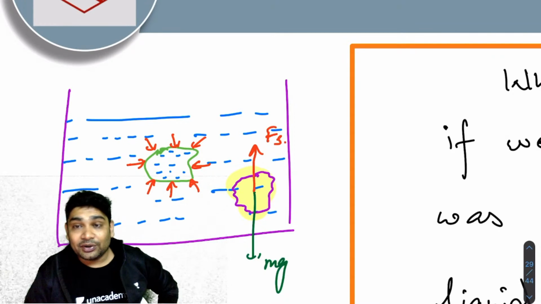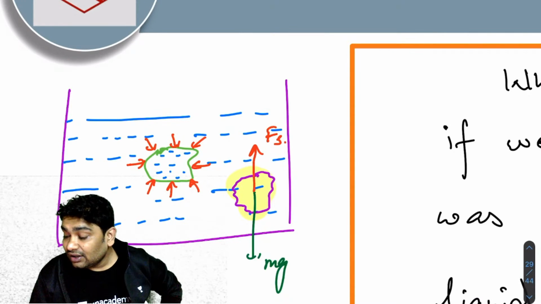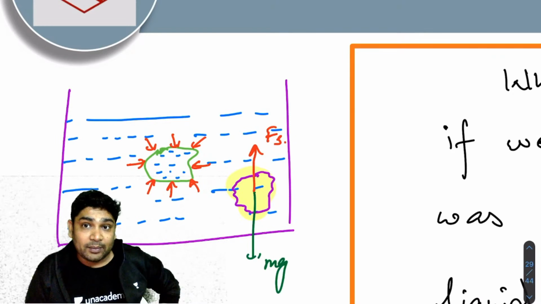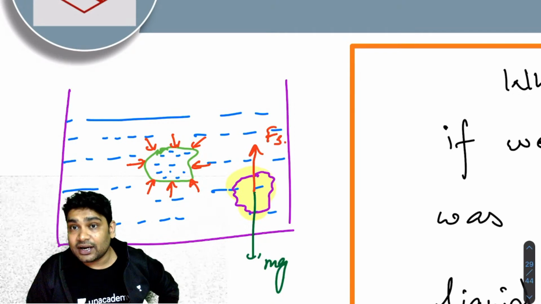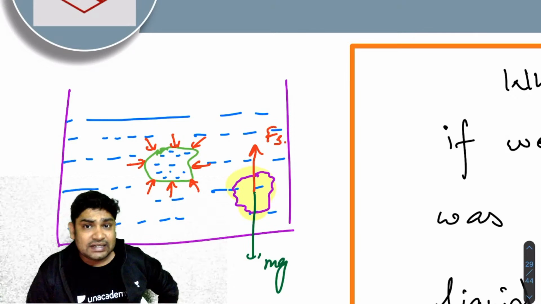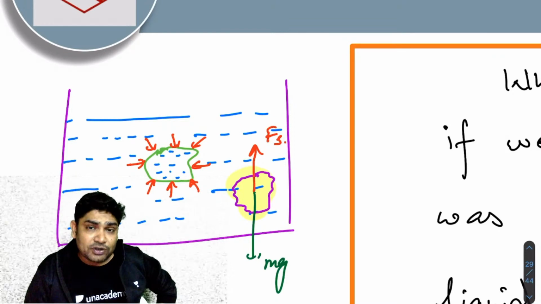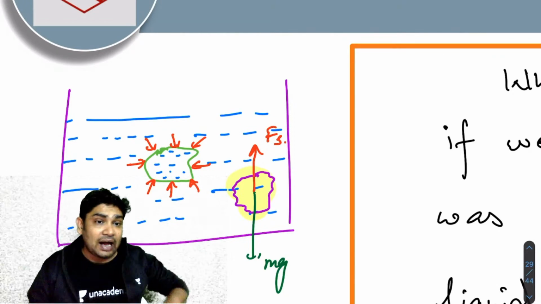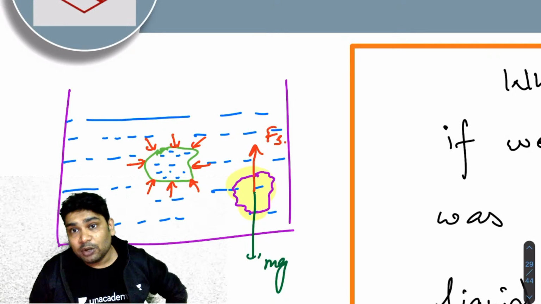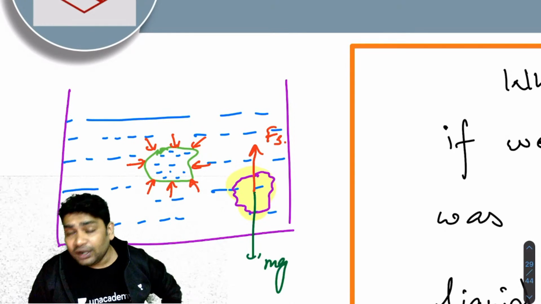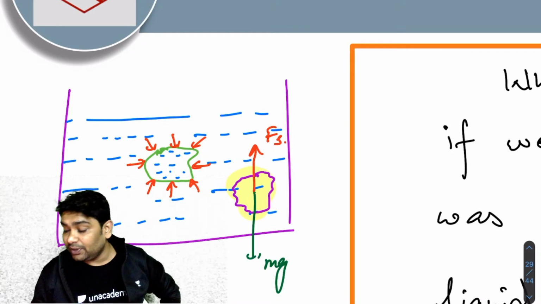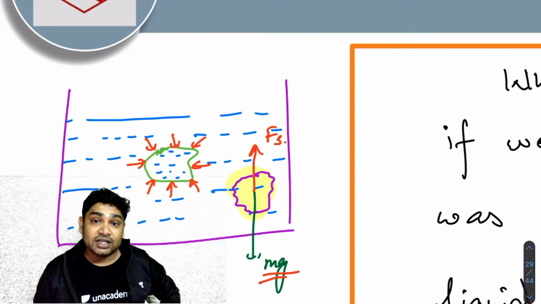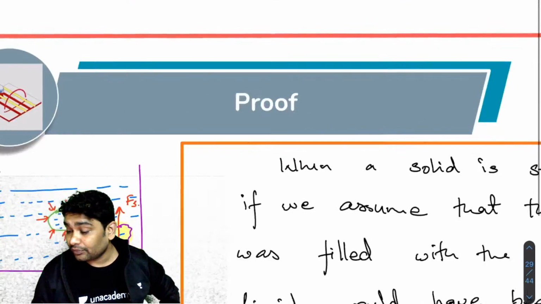Okay. Now, you realize if instead of the liquid being there, there was a solid, then for the boundaries, nothing changes. At all points of the boundaries, the pressure would still be the same and the surface of the boundaries would still be the same. So the force by the surrounding liquid cannot change. So the force would be equal to the weight of the liquid displaced. That is the logic. Okay.